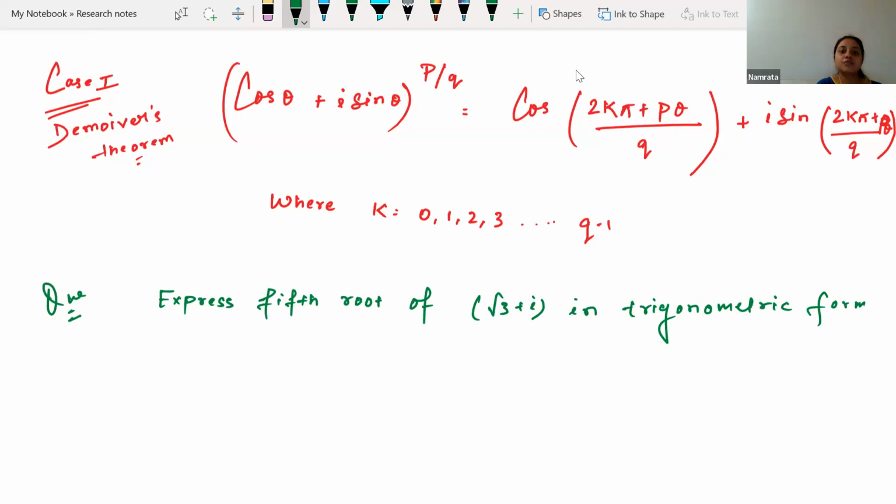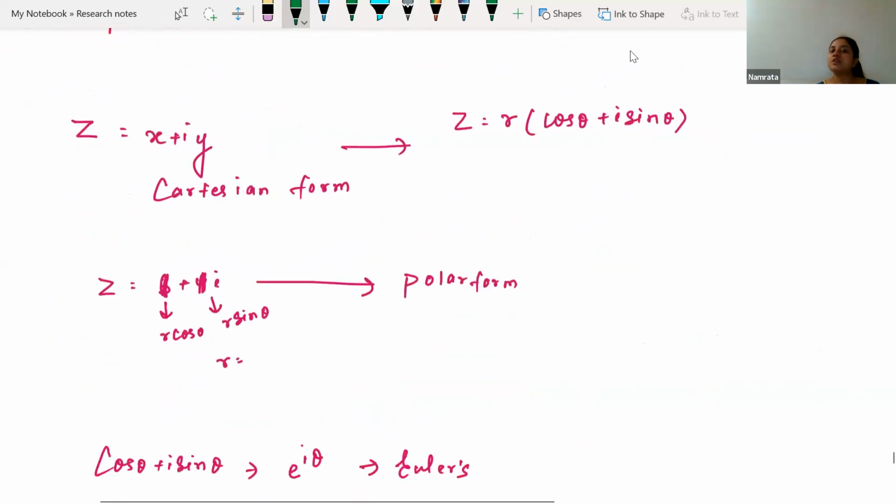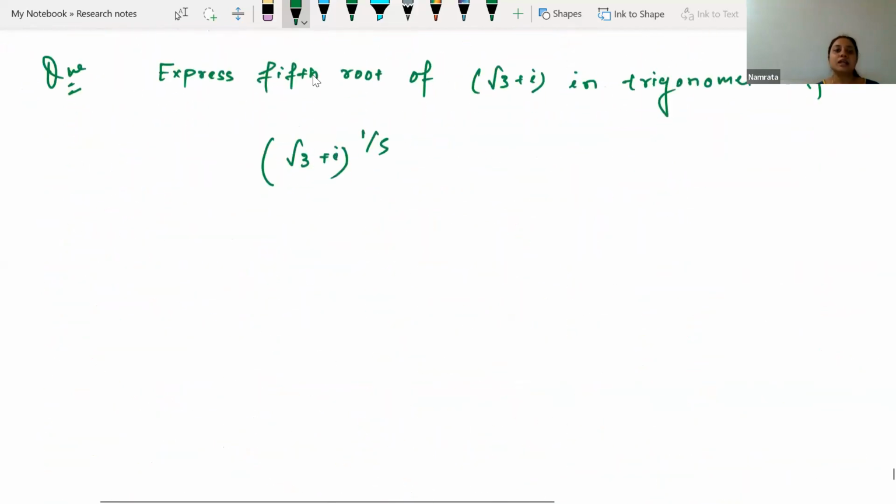So here we have to find the fifth root of this one. Fifth root means root 3 plus i to the power 1 by 5. At first we will try to write this root 3 plus i in terms of cos theta and sin theta. Previous day we discussed how to write it in polar form when the Cartesian form is given. So let's apply that.